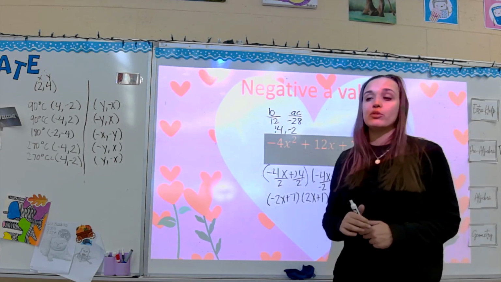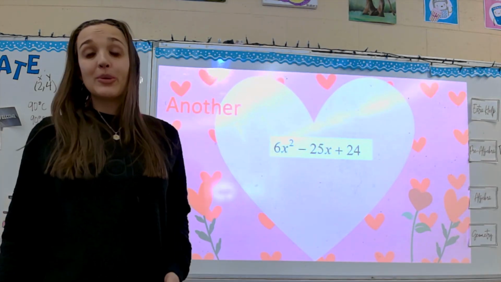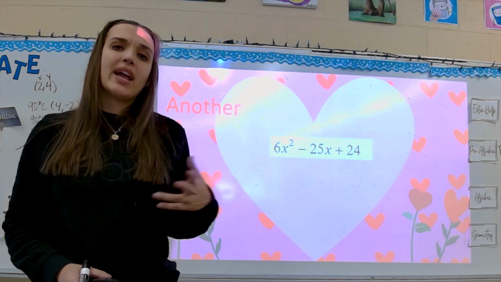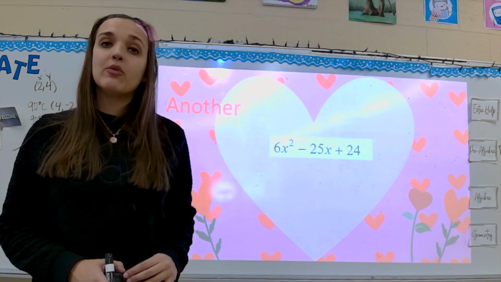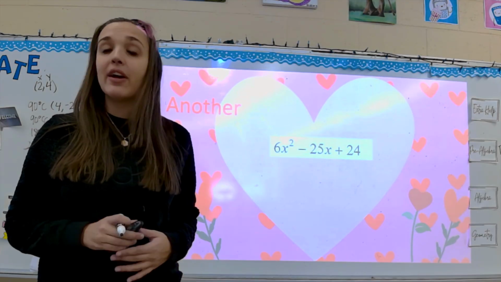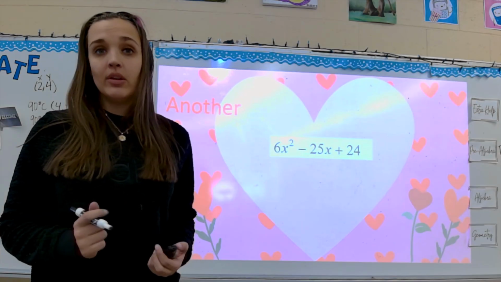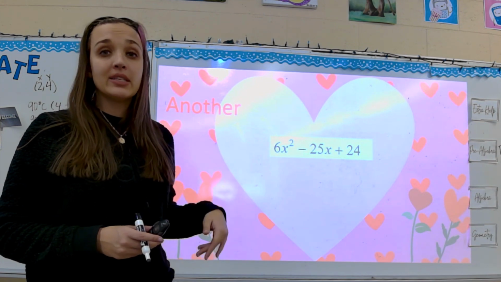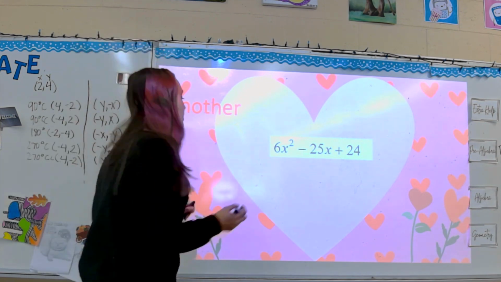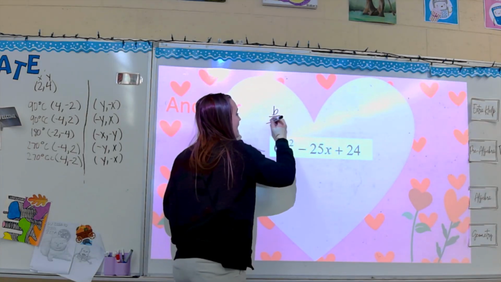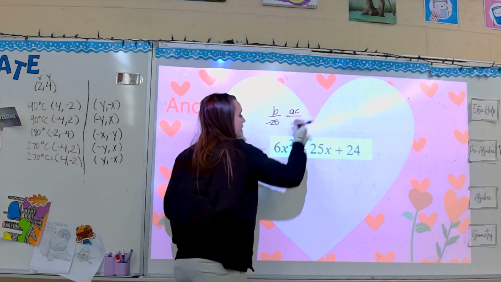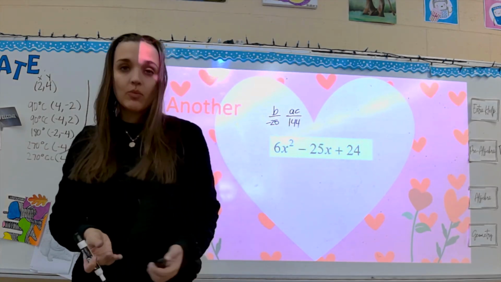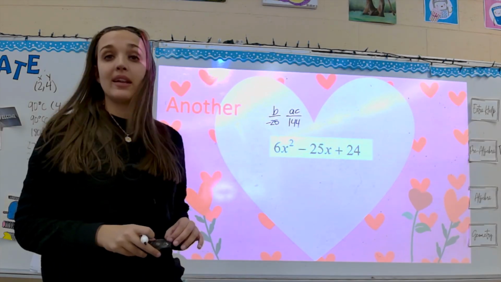Let's take a look at one more problem so we fully understand what we're doing. So now I have this problem, and I'm always going to look, do I have a GCF I can take out? Well, I have a 6, I have a negative 25, I have a 24. All three of those numbers don't have a GCF other than 1, so I can't take anything out. So now I'm going to resort to seeing my A is not equal to 1. It's 6, so I am going to use my BAC. So my B is negative 25. My AC, 6 times 24 is 144. So I have to think what multiplies to 144 and adds to negative 25.